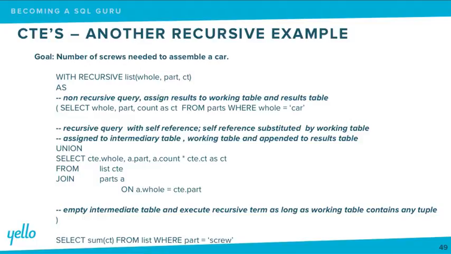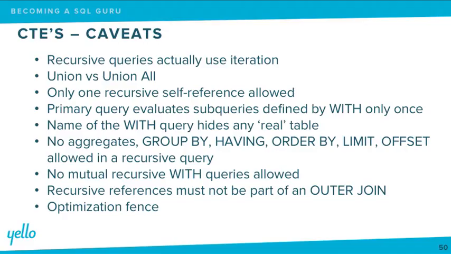So I don't know if you guys can see it in the back because it's at the very bottom, but I basically have this CTE, and then I do a select sum of the count from that CTE, where the part is equal to a screw. Okay? So, are there any questions on that?